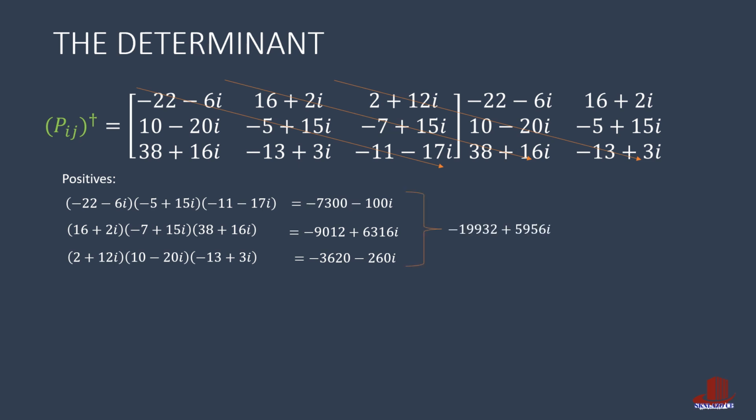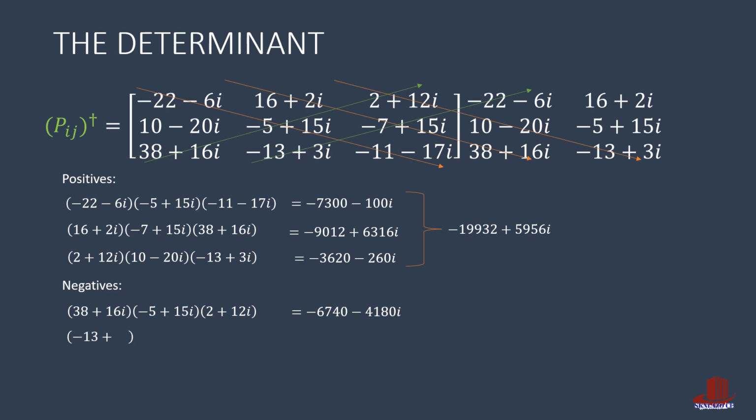Add all positives and arrive at negative 19,932 plus 5,956i. Now solve for the negatives too. The first anti-diagonal has elements 38 plus 16i, negative 5 plus 15i, and 2 plus 12i, which provide a product of negative 6,740 minus 4,180i.